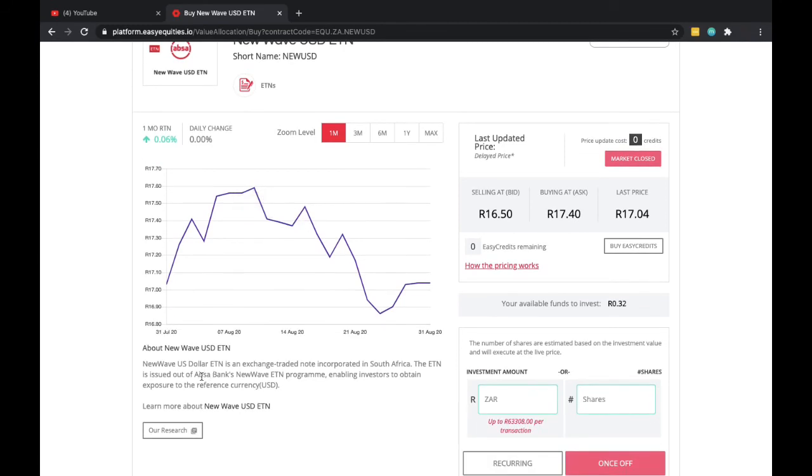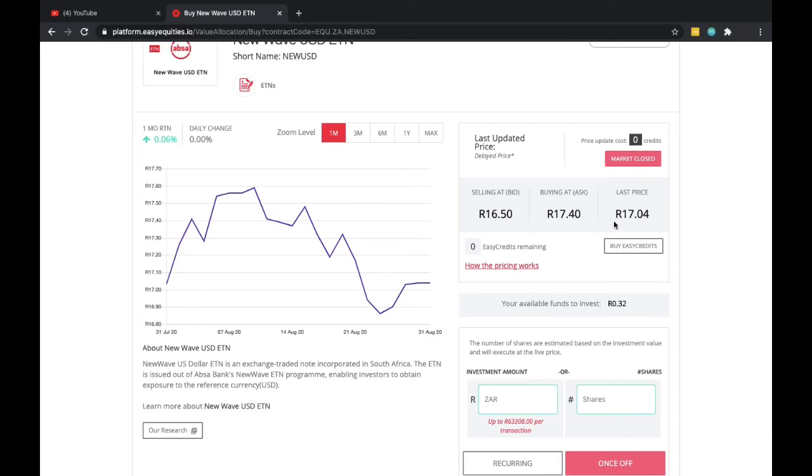We come now to the about section. New Wave US dollar ETN is an exchange traded note incorporated in South Africa. The ETN is issued out of Absa's Bank New Wave ETN program, enabling investors to obtain exposure to the reference currency, which in this case is the United States dollar. So basically, this ETN gives you exposure to the US dollar.